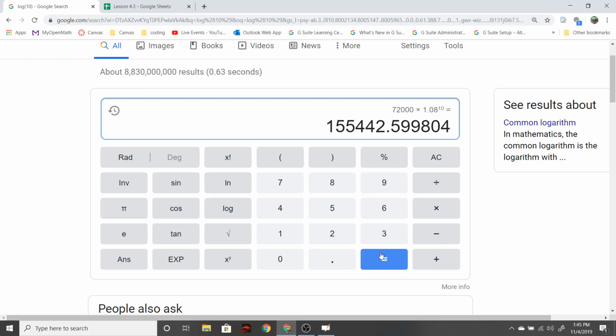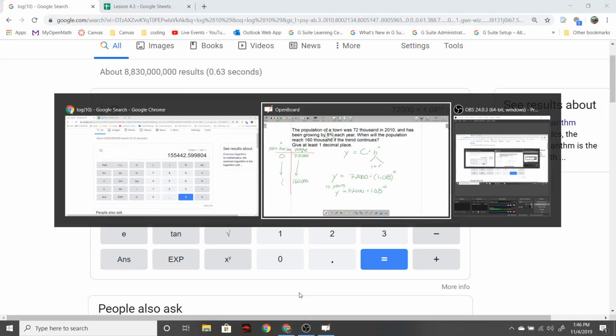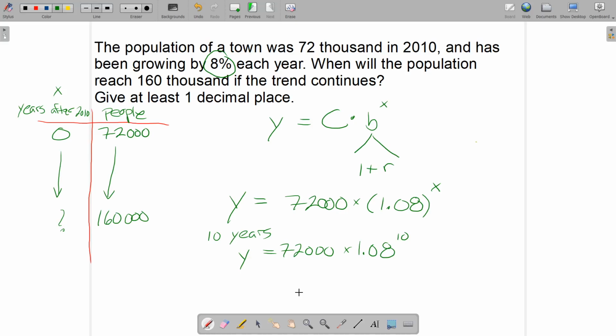All right, so I could keep guessing 11 years, 12 years, and so on, but this problem wants a fraction of a year, so that's going to be a waste of my time. So I'm going to try and solve this. So back to our equation. We want to know when this equation right here is going to be equal to 160,000. And instead of knowing it's 10, we don't. That's just an x right there. So I need to solve this right here.